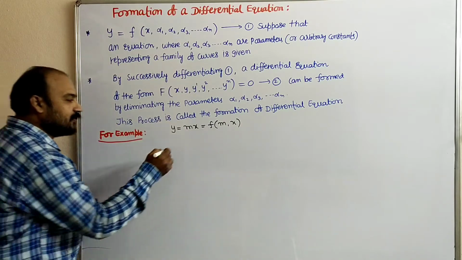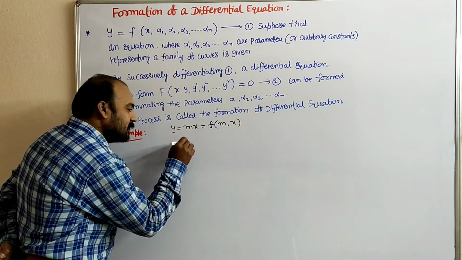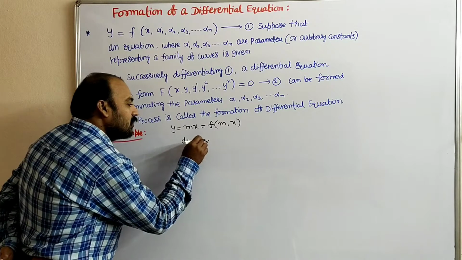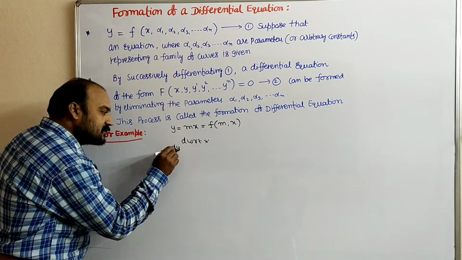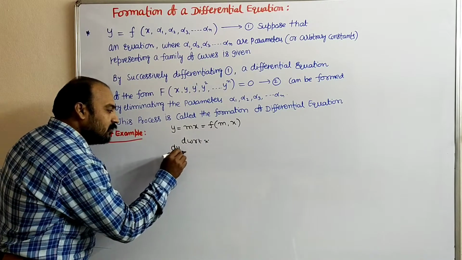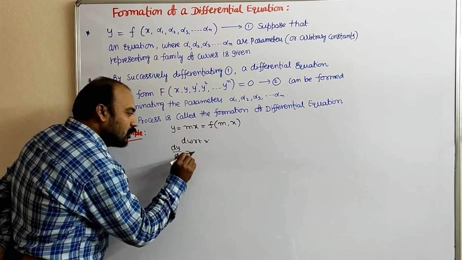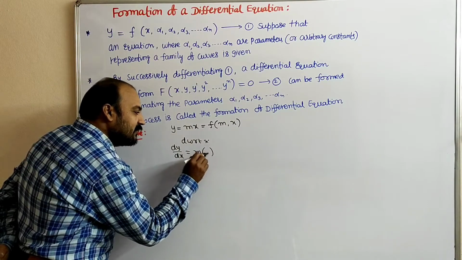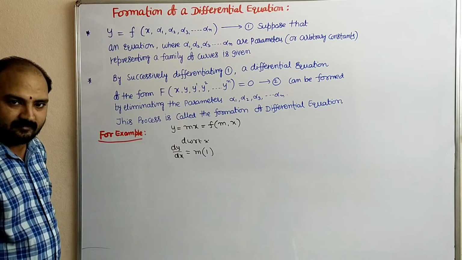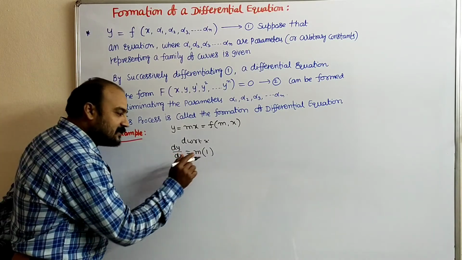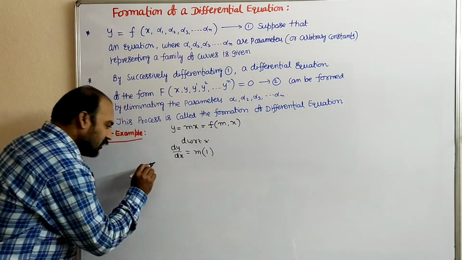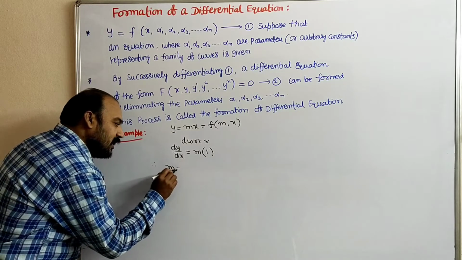See here, differentiate with respect to x. y derivative is dy by dx, which is equal to m, a constant, into x derivative, which is 1. So dy by dx is equal to m, we got it. Therefore, m is equal to dy by dx.